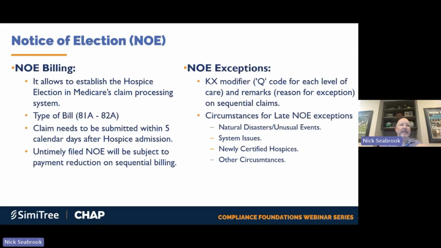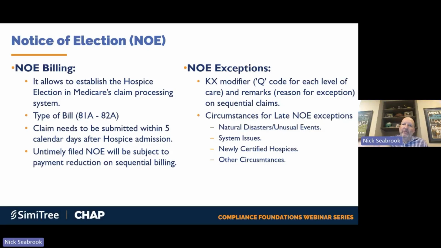So again, we mentioned here the NOE or the notice of election. The NOE billing establishes the hospice election in Medicare's processing system, very similar to how the NOA establishes the patient from a home health perspective. We're going to either have that 81A or 82A type of bill. And similar to home health, we're also going to have a timely filing limit, right? That's going to be 5 days after the hospice admission we have to bill the NOE. Otherwise, we're going to have those payment penalties similar to what we talked about on the NOA side.